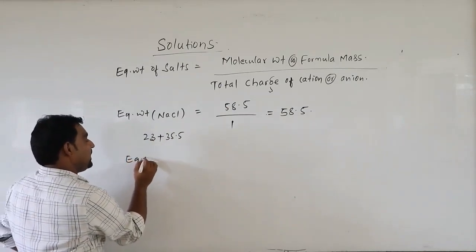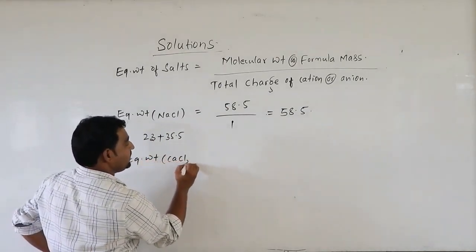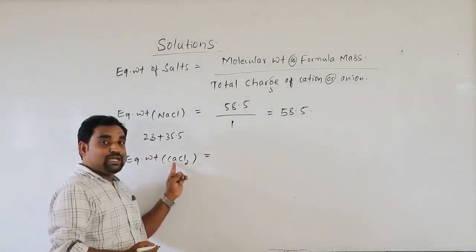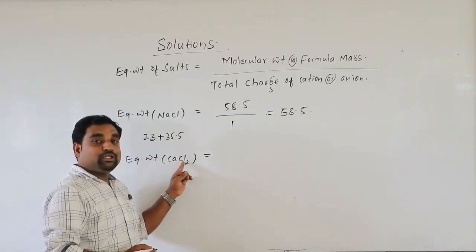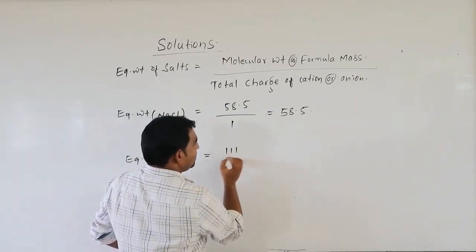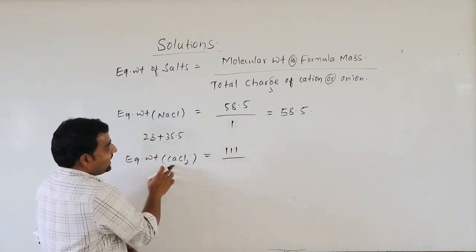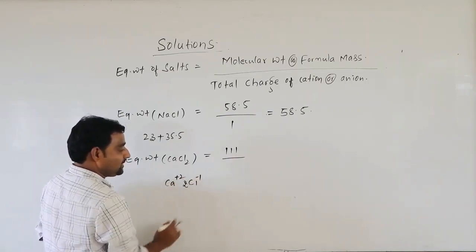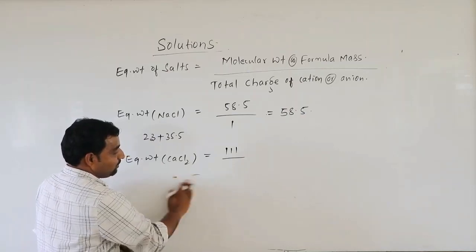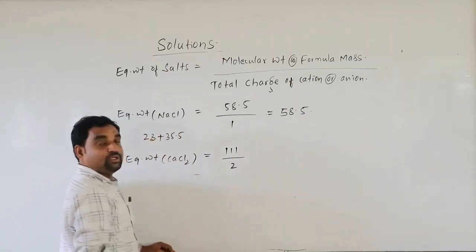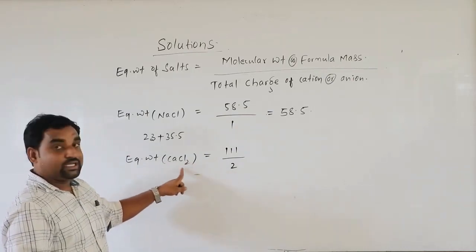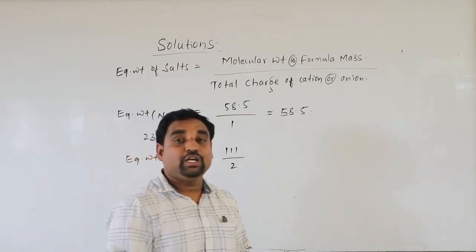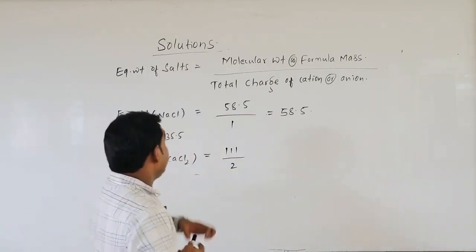Now one more example: the equivalent weight of CaCl2, which is a salt. The atomic mass of calcium is 40, and one chlorine is 35.5. How much do you get? That is 111, divided by the charge on the cation or anion, that is Ca plus 2 or Cl minus 2. We have taken 2 Cl minus here, hence it is minus 2. The charge is plus 2, hence we have to divide by 2. This is the equivalent weight of salts like CaCl2 and NaCl. This is the method to calculate the equivalent weight of an acid, a base, or a salt.